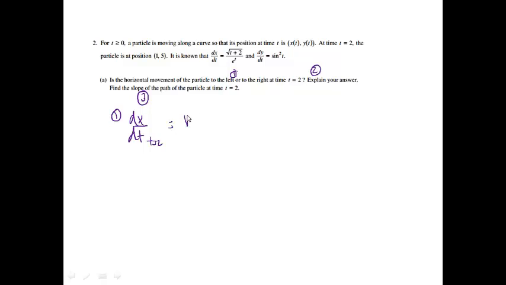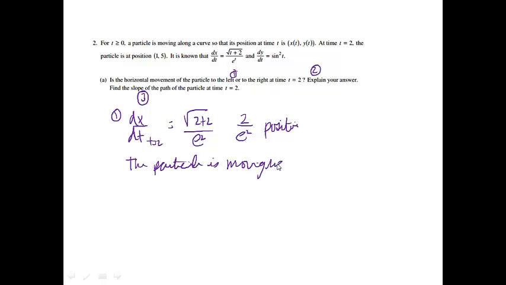So I'm going to have the square root of 2 plus 2 over e to the 2. Typing that in my calculator, I get 2 over e squared. This is definitely a positive answer. And since this is a positive answer, the particle is going to be moving to the right. So I'm going to say the particle is moving right because dx/dt is positive at t equals 2.